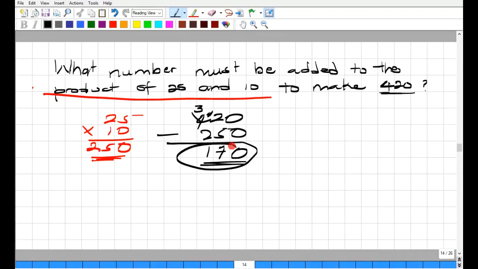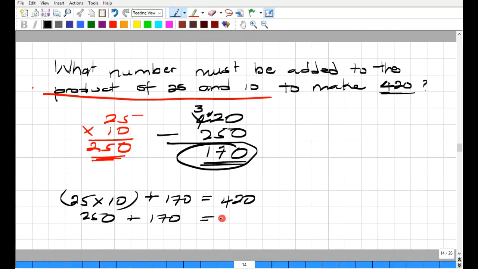Let's check this. 25 times 10, going to work that out, and we're going to add to this 170, and we should get 420. So this would be 250. We're working what's in the bracket first, and we're going to add to that 170, and we should get 420. So let's put this here.